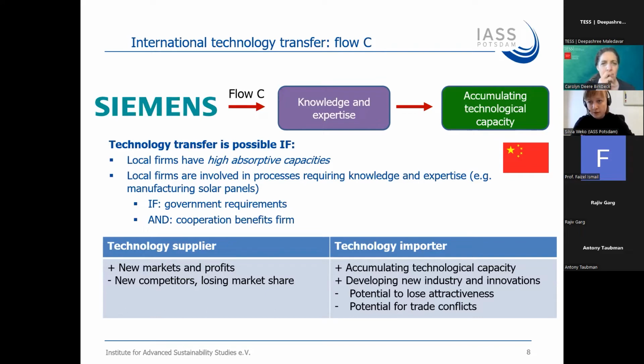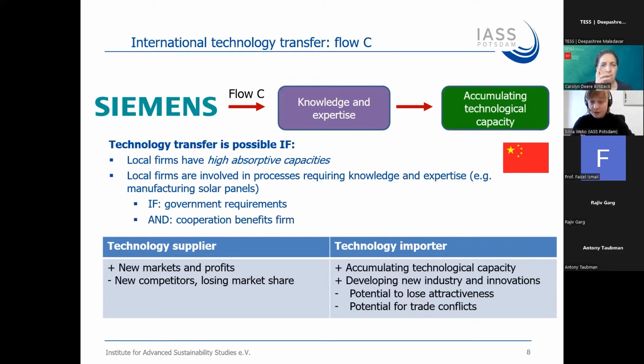So in China, for the solar PV sector, this was manufacturing solar panels. And the reason is partly because of government requirements. So for example, local content requirements. And this also has to be of advantage to the firm because there's a risk associated with losing control of knowledge and expertise. So the technology supplier, if they eventually allow technology transfer to happen, could lose their market share because there are new competitors coming in.